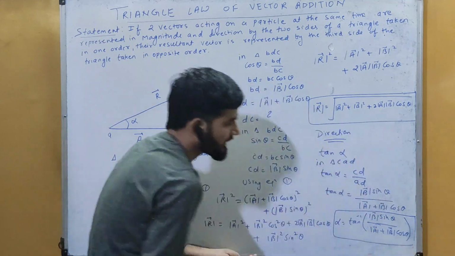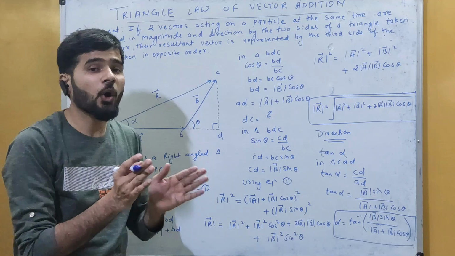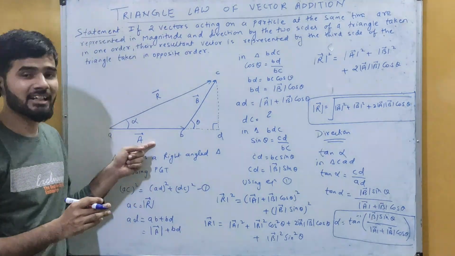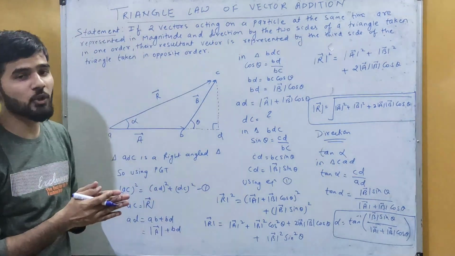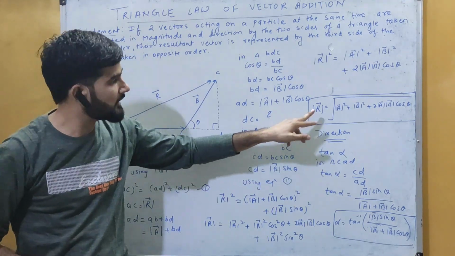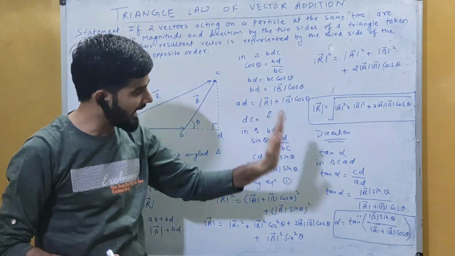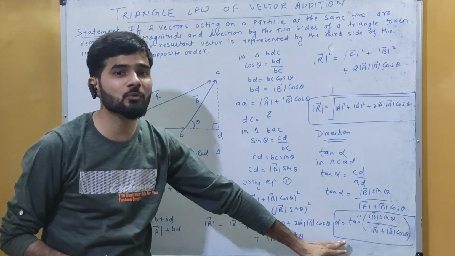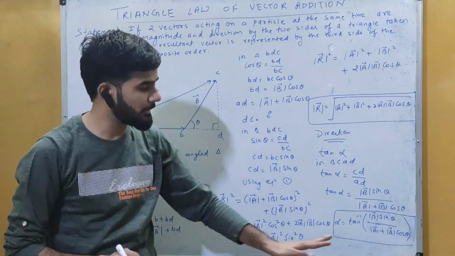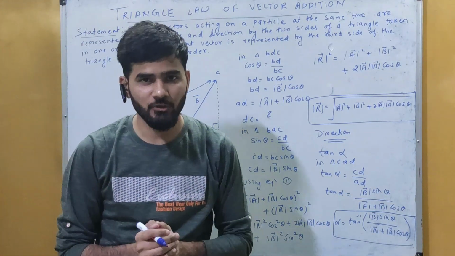So this is how you can calculate the value of alpha. This alpha is the angle of the resultant with the vector A. So this is what the triangle law of vector addition is, where we can find the magnitude of the resultant R by the formula root of A square plus B square plus 2AB cos theta, and the direction, that is alpha is equal to tan inverse of B sin theta upon A plus B cos theta. So this is all about the triangle law of vector addition.